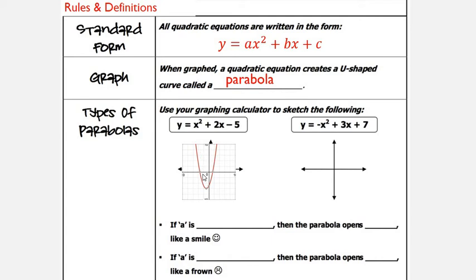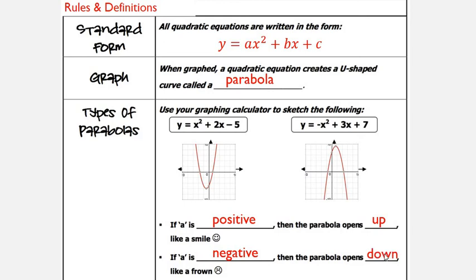Now, your parabola should look something similar to this, as well as this one right here. So this is a positive parabola, a positive quadratic, and it is facing up. This one is a negative parabola, so it is facing down. If it's a positive parabola, it's going to face up. If it is a negative parabola, it's going to face down. Pause me while you finish writing this.